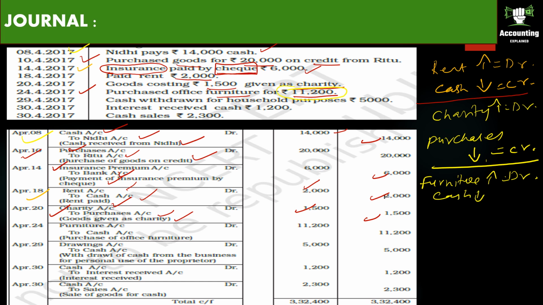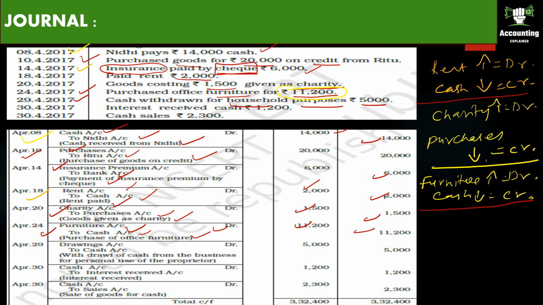Cash decreases, it has to be credited. So the entry on April 24 is furniture account debit 11,200 to cash 11,200, purchase of office furniture. Next entry: 29/4/2017, cash withdrawn for household purposes 5,000.